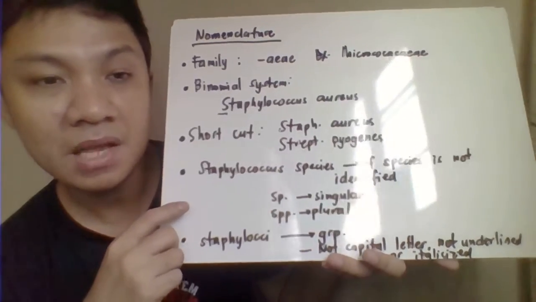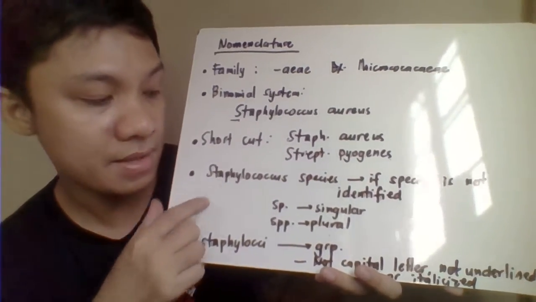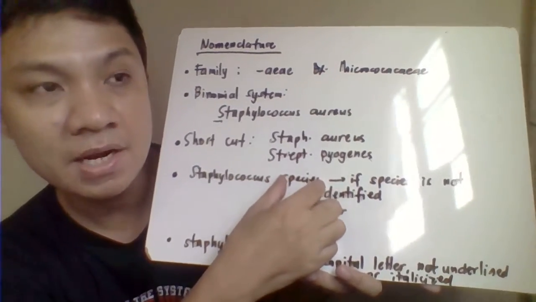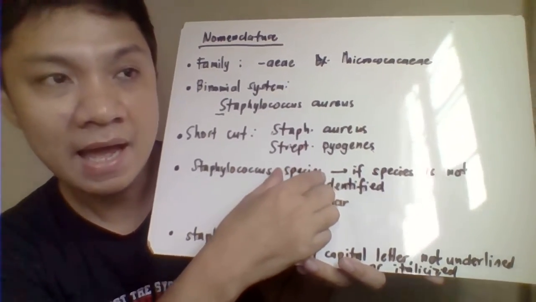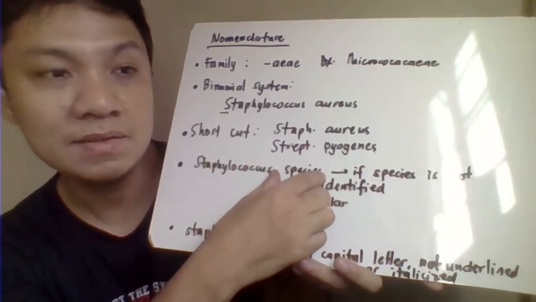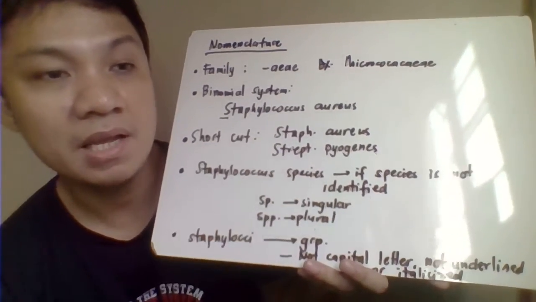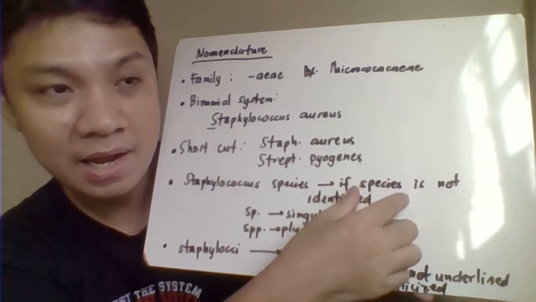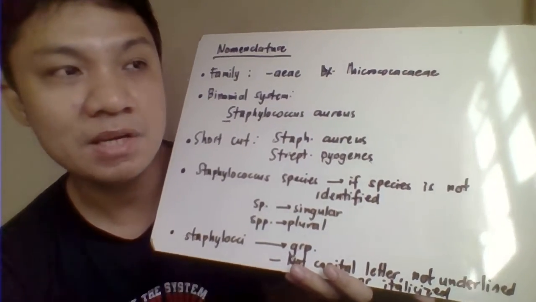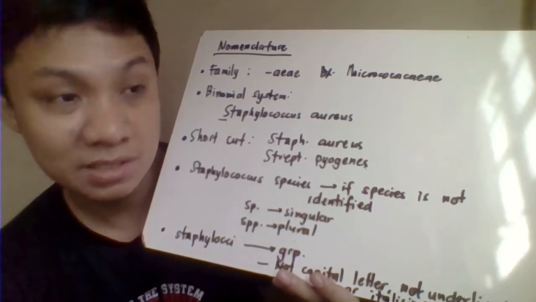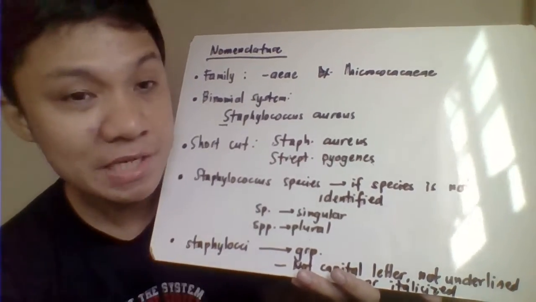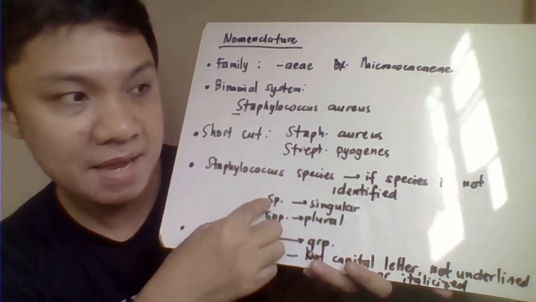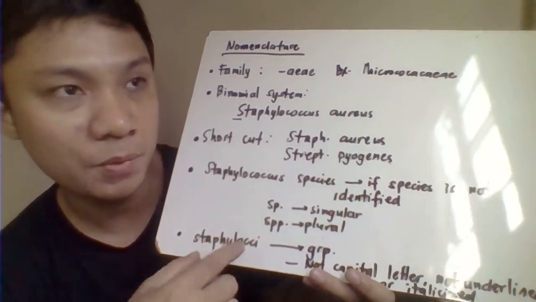On the other hand, sometimes you encounter Staphylococcus species. When the word species is written, it means the species of the bacteria is not identified. And remember that our species has no plural. Whether it is one or many, it is still species. There is no such word as specie. For the shortcut of species, sp. for singular, spp. for the plural.